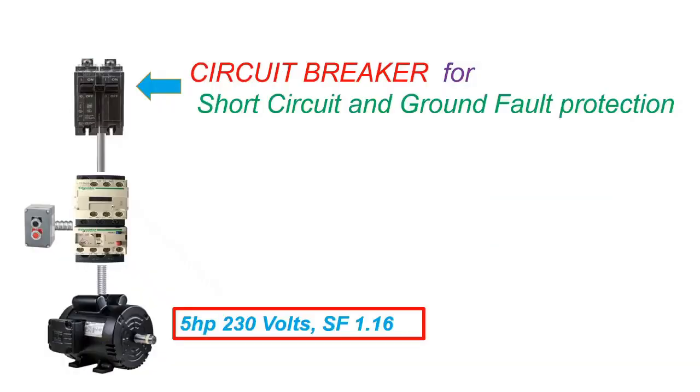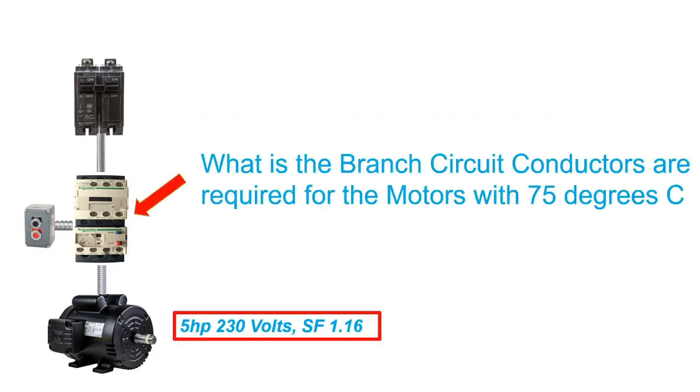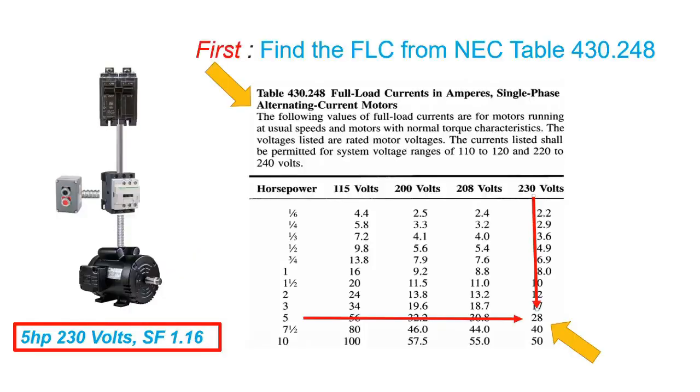This is the short circuit and ground fault protection to the contactor and overload relay, and down to the single phase 5 horsepower 230 volts motor. When we are going to size the branch circuit and feeder's conductors, we're gonna use the FLC or full load current. That is in Table 430.50.